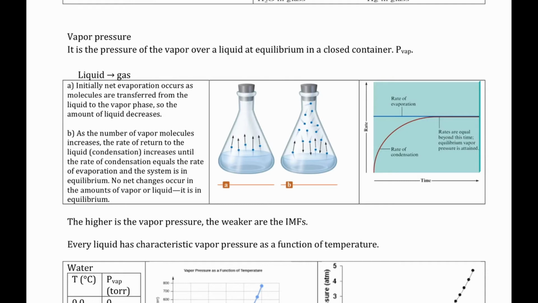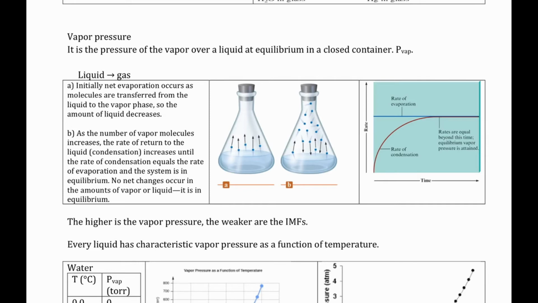It is in equilibrium. In that diagram, we have rate of either evaporation or condensation versus time. Initially, we only have the blue line, we only have the liquid, so we only have evaporation occurring. But as we get molecules in the gas phase, we start getting condensation to occur. And the amount of condensation increases as we get more gas molecules, to the point where the rate of evaporation equals the rate of condensation, and that is where equilibrium occurs.